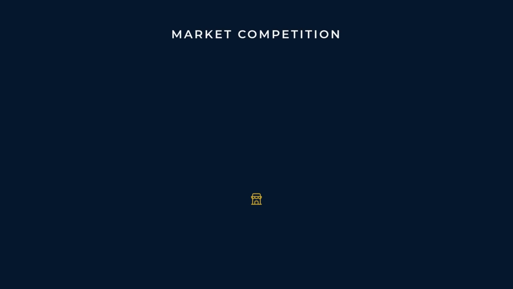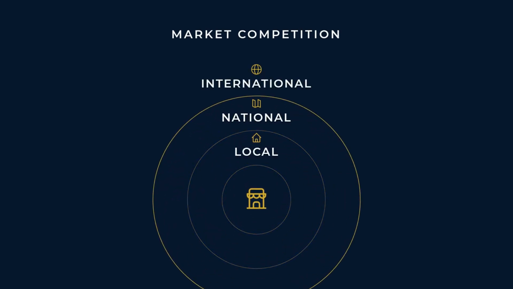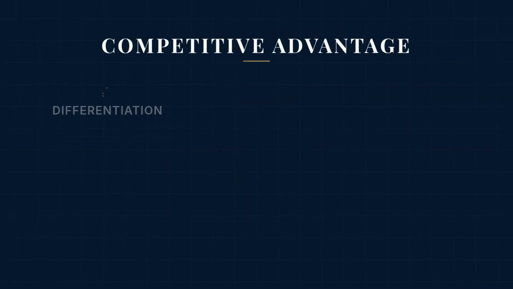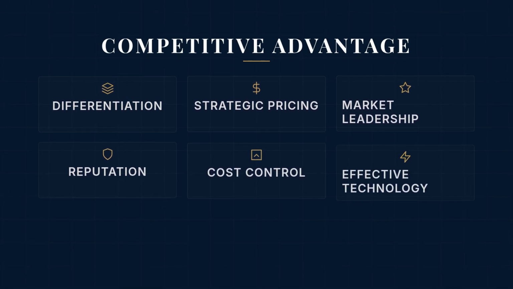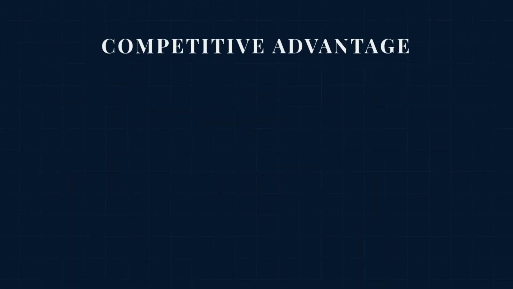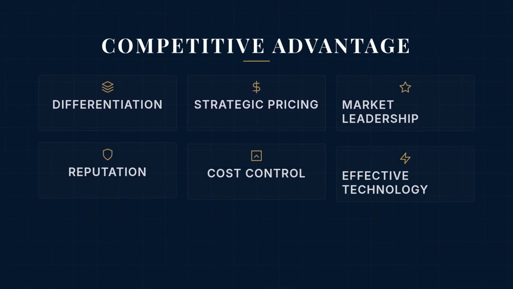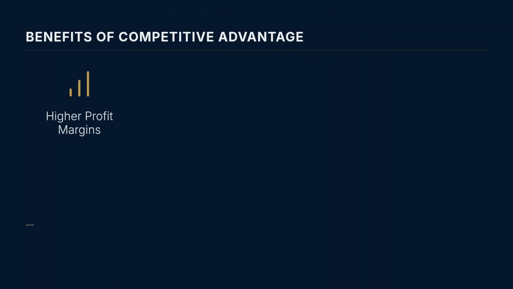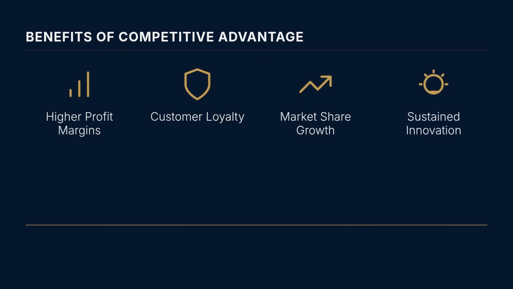We now turn to the competitive environment. Competition is the rivalry between businesses. It takes place at local, national, and international levels. Businesses try to build a competitive advantage. This may come from differentiation or strategic pricing policies, market leadership, reputation, cost control, or the effective use of technology in relationships. The benefits include higher profit margins, customer loyalty, market share growth, and sustained innovation.